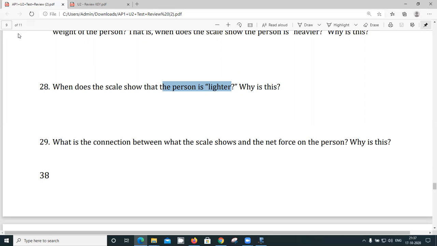Yes. You feel the weight because of Fn, not Fg. Fg is always there because of the Earth's gravity, but what you feel as a weight is the normal reaction. So only because of the normal reaction you will feel the weight. If you're feeling lighter, it means the normal reaction is less.